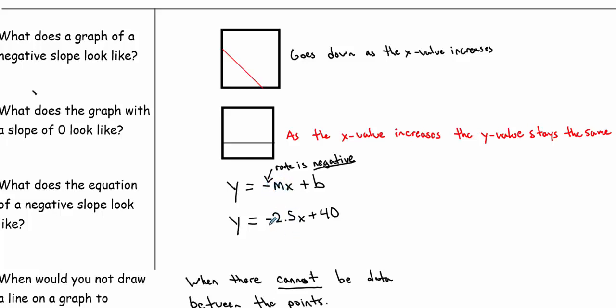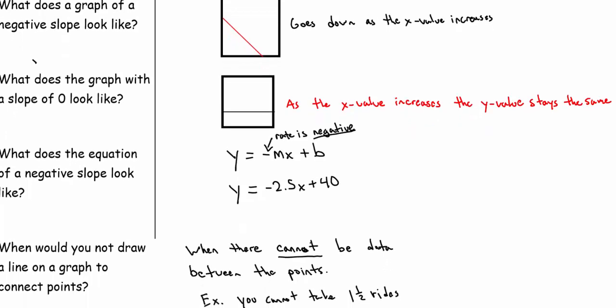So our example today was a negative slope, negative 2.5, negative $2.50 every time he uses his card, and he started with $40. So here is the difference. This little negative sign is the difference between a positive slope equation and a negative slope equation. This is a negative slope.